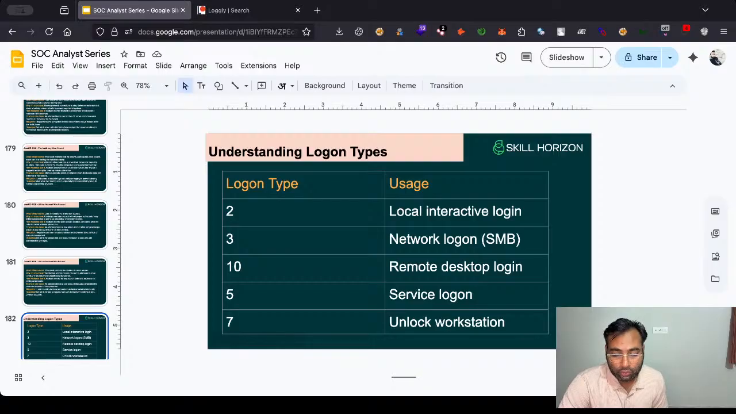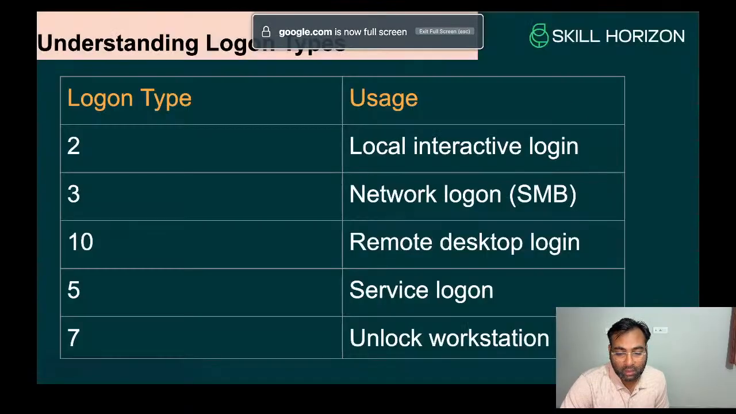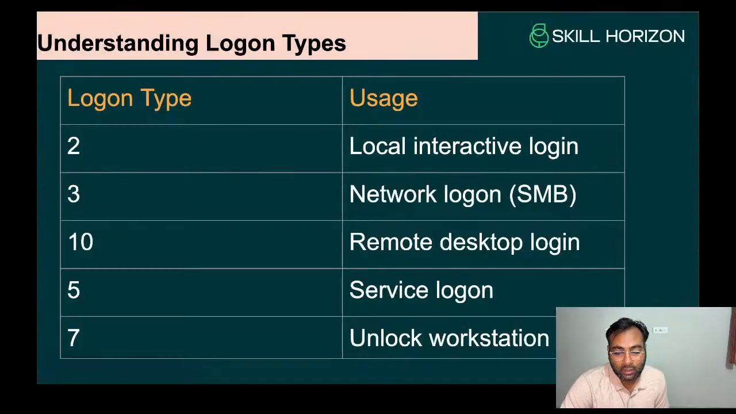So when you are analyzing event IDs, it is important also to check the logon type. If you check those two things simultaneously, you will get the idea of how the login happened, and then you will properly create an alert or raise a ticket. Understood?